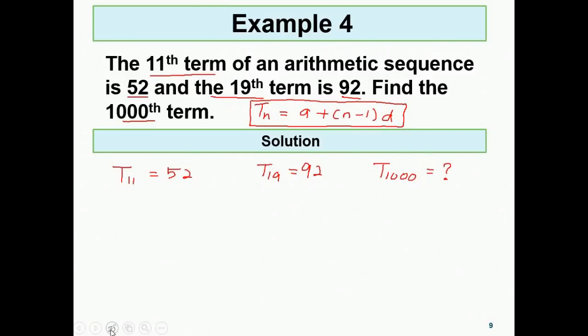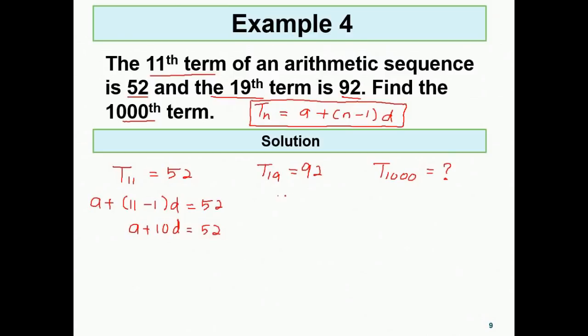The first one, we are using T11 is equal to 52. So the nth term is equal to a plus (n minus 1)d. The n here is equal to 11. So substitute n with 11. So, we have the 11th term is equal to 52. Simplify the expression. We have a plus 10d is equal to 52.